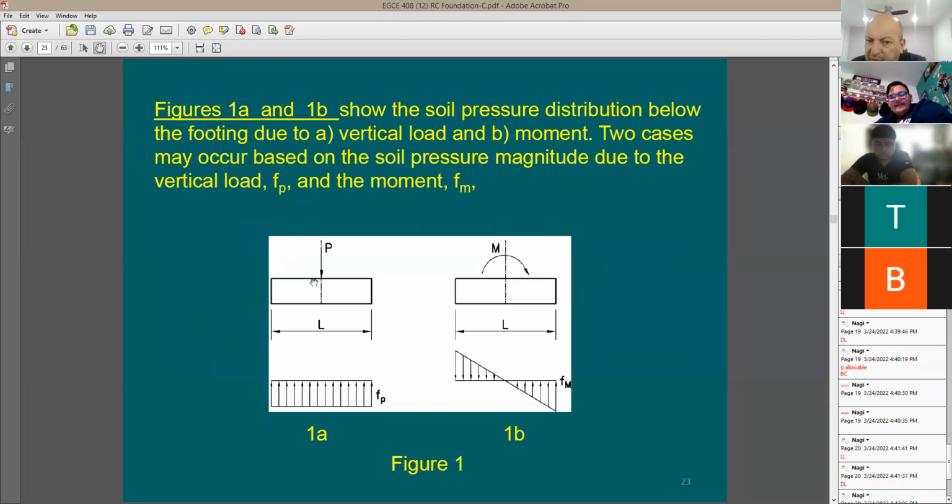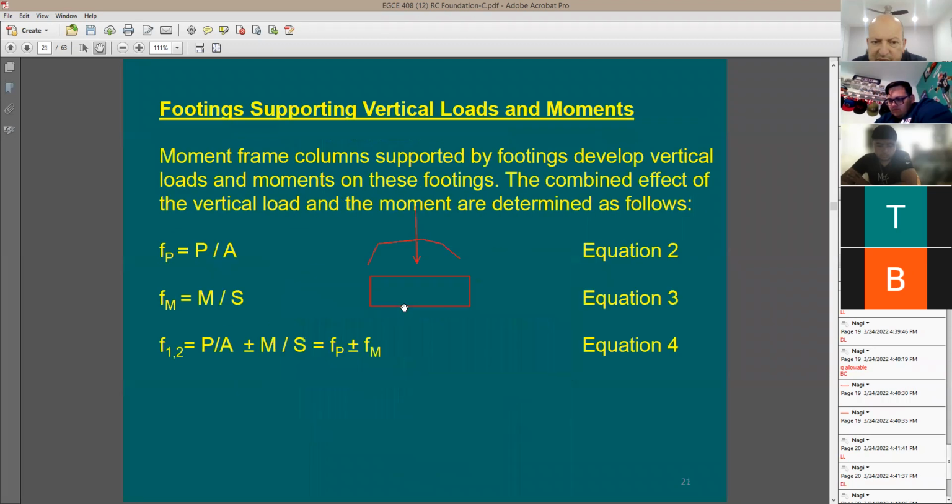I have a point load P, a vertical load, and then I have a moment acting on the footing. The truth is, I have them happening at the same time. So what I'm trying to do here is split these two effects and find out the pressure due to the vertical load and the pressure due to moment, and then add them to each other. So the pressure due to the vertical load is going to be equal to P over A, which is F sub P, which is this one here.